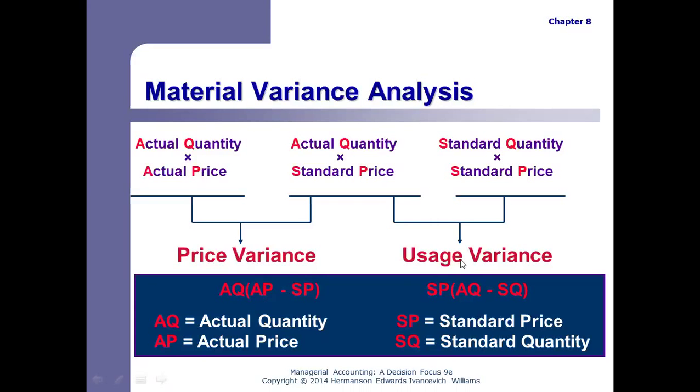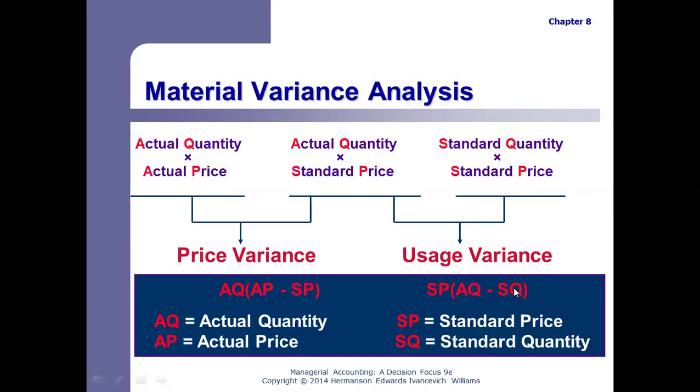Likewise, usage variance is your actual quantity times standard price, the middle column, minus the standard quantity times your standard price, the right-hand column, and that difference gives us a usage variance. Again, if you don't want to use the table, you can just go directly to the formula here, and the formula for usage variance is your standard price times the difference between actual quantity and standard quantity. So actual quantity minus standard quantity.